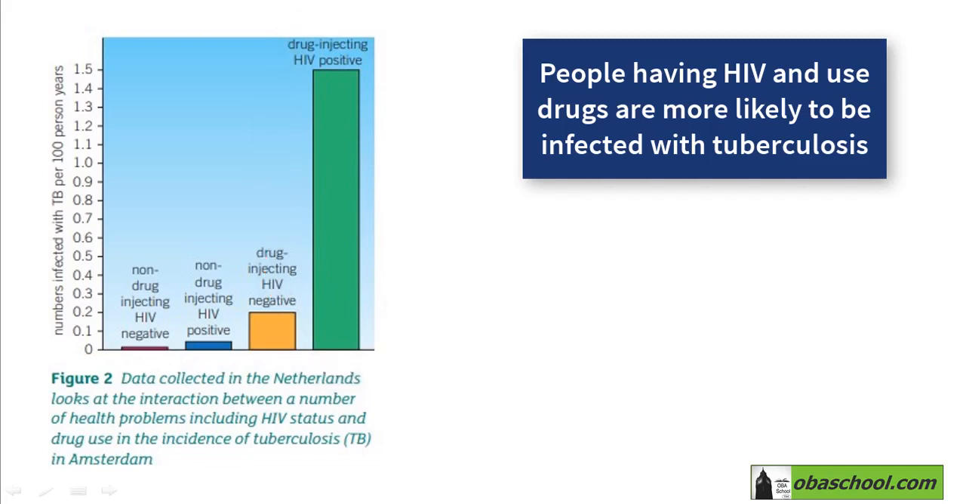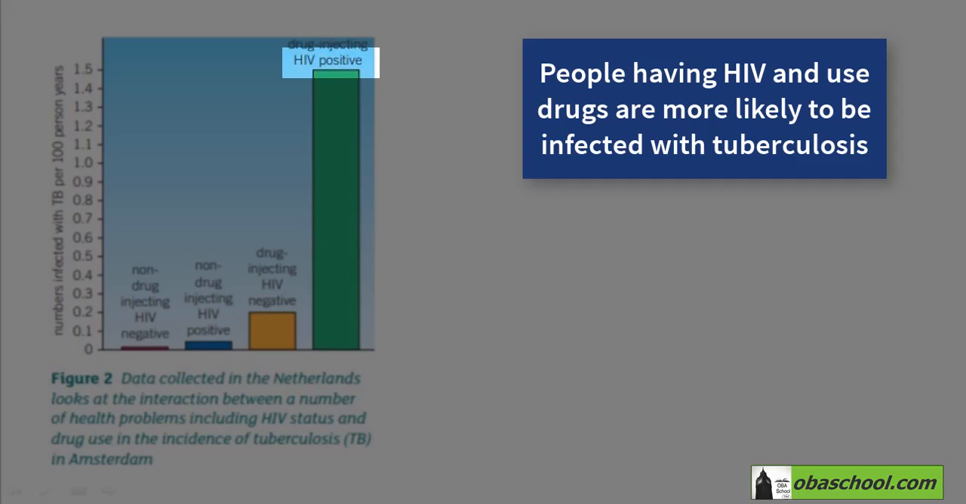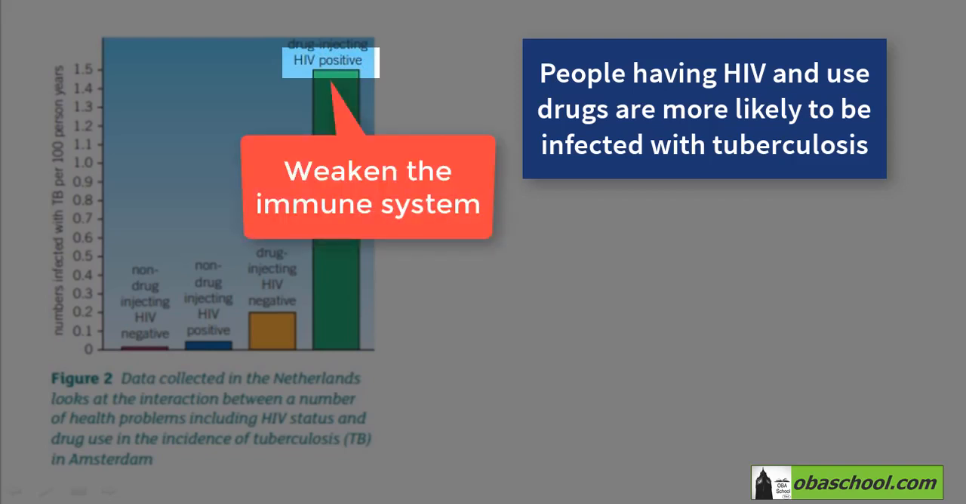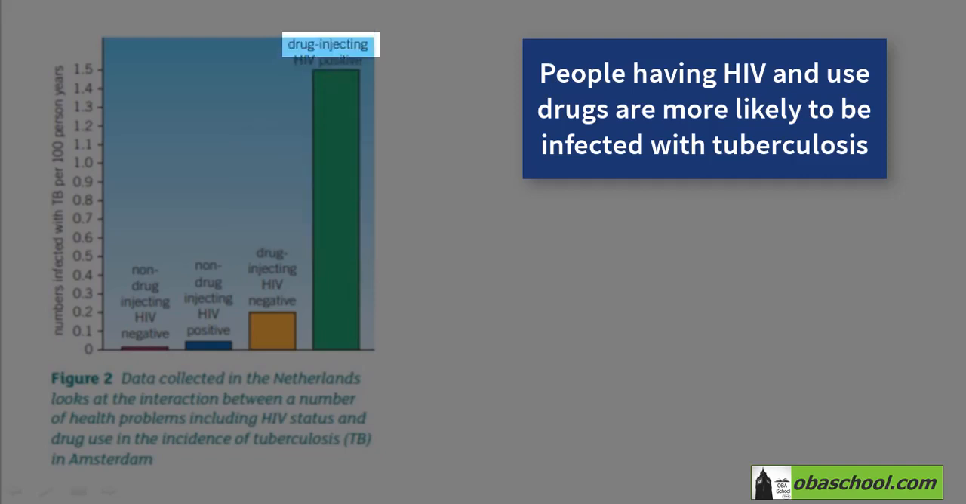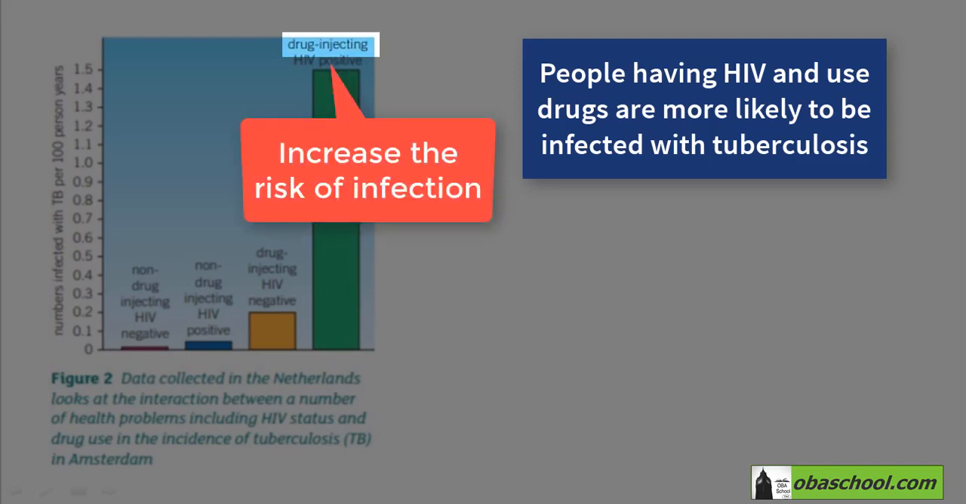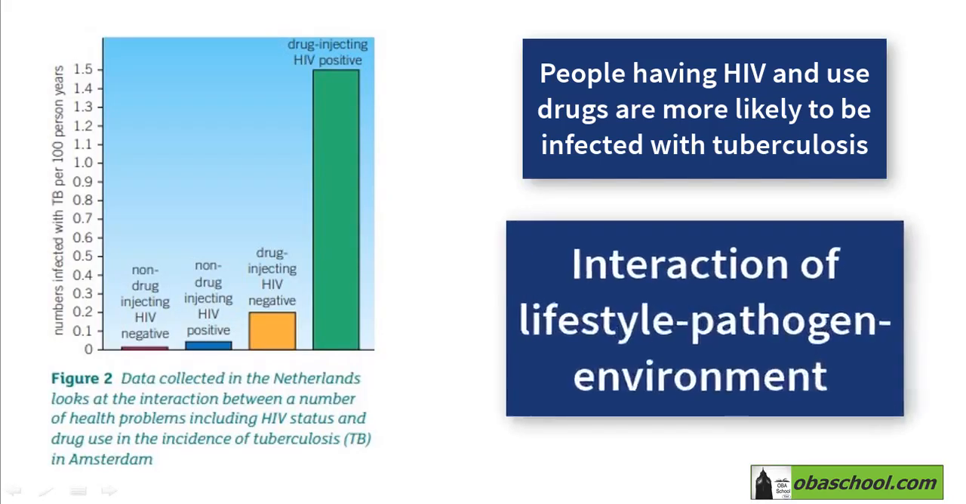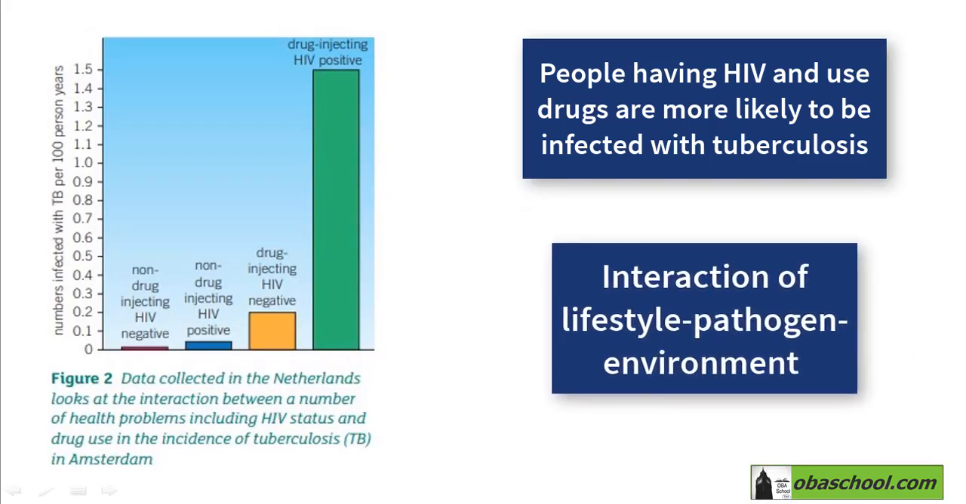So we see how, first of all, having one disease affects another. Having an HIV infection will make you more likely to have another infection, because HIV is a virus that affects the immune system directly, so the immune system is weakened in people who have HIV infections. And also, drug abuse is a lifestyle choice that can also put you at more risk of acquiring diseases. So this shows us clearly the interaction of lifestyle and pathogen and environment.